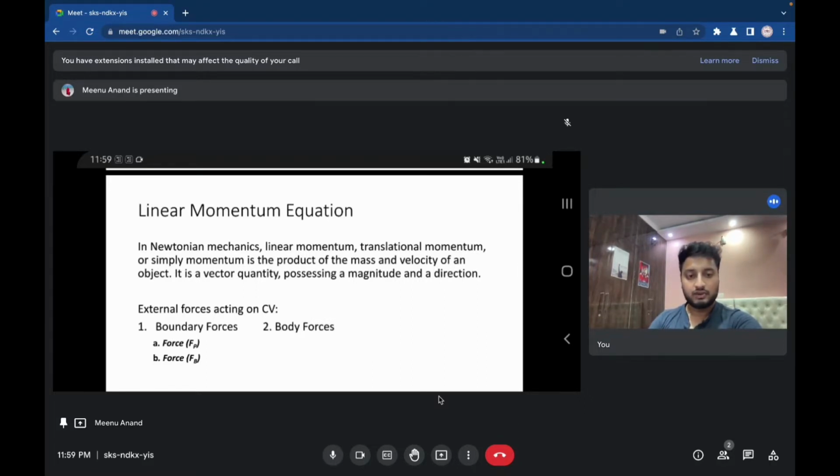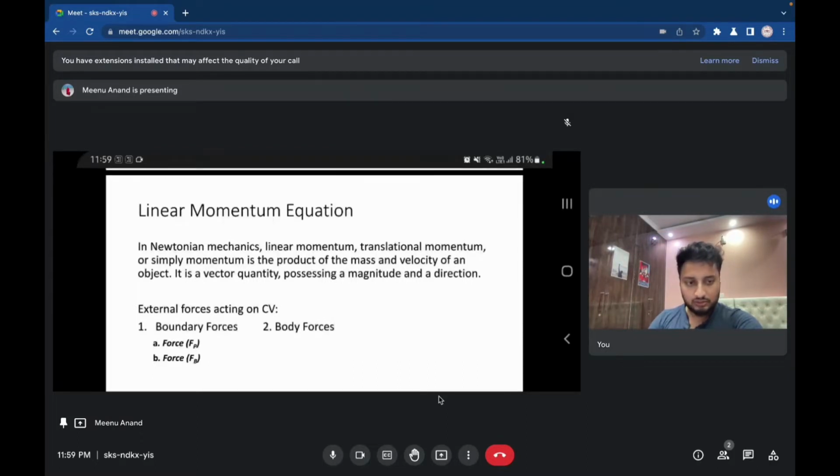Now we have to differentiate what kind of external forces are acting, and they can be boundary forces and body forces. Boundary forces are divided into FP and FS. FP arises due to pressure intensities acting normal to a boundary, and FS arises due to shear stresses acting tangentially to a boundary. Secondly, we have body forces, which are denoted by FB. These forces depend upon the mass of the fluid in the control volume.